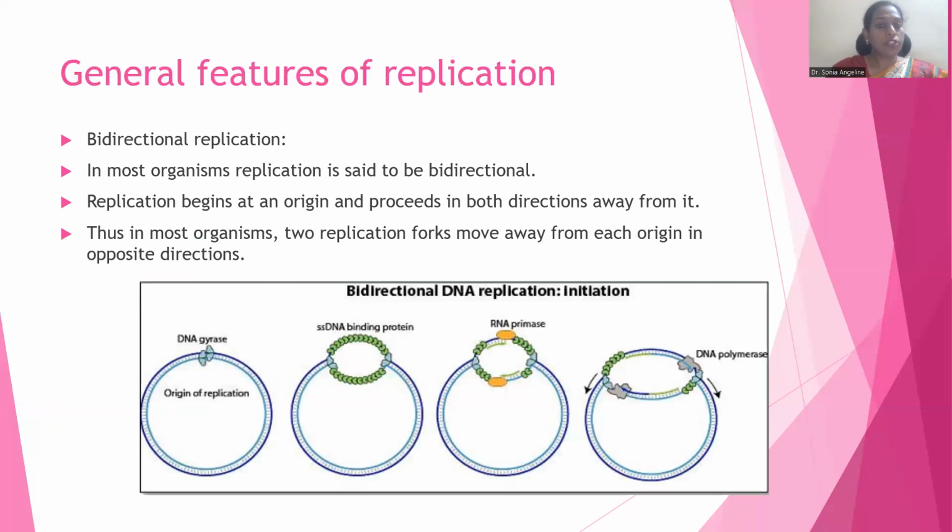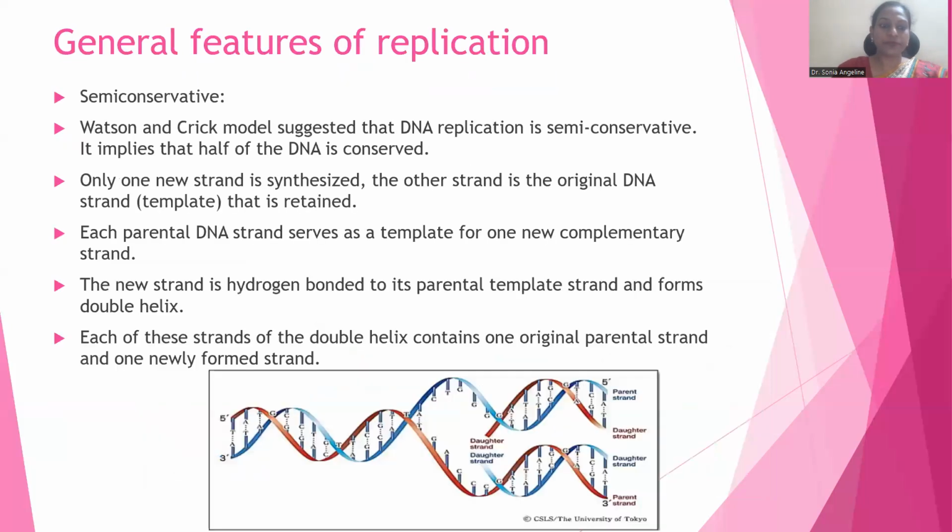The other general feature of replication is that it's bidirectional. In most organisms, replication is said to be bidirectional. Replication begins at an origin and proceeds in both directions away from it, as shown in the diagram. Thus, in most organisms, two replication forks move away from each origin in opposite directions.